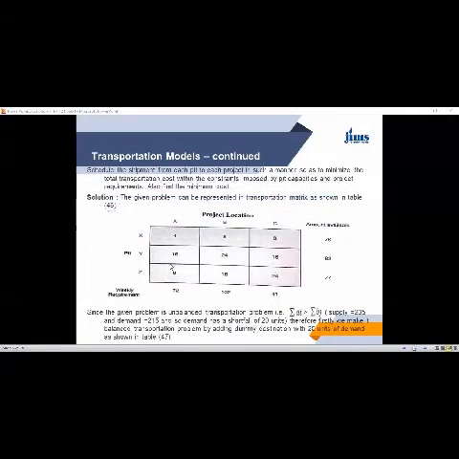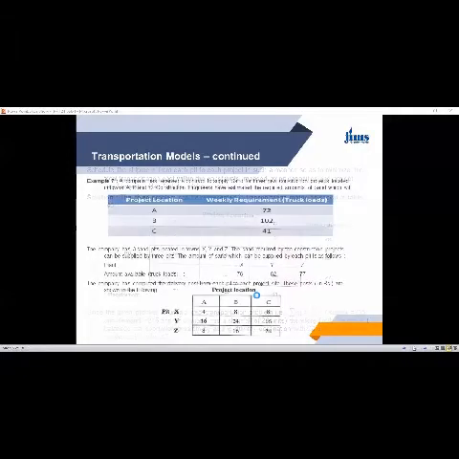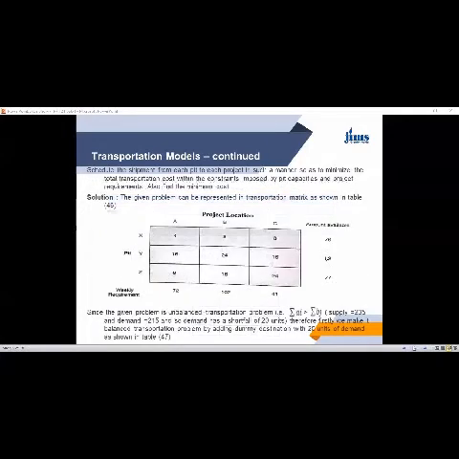Now we write the transportation table here. These are the project locations, these are the pits, and these are the demands, 72, 102, and 41, as seen here, and 76, 82, and 77 is the supply capacity.